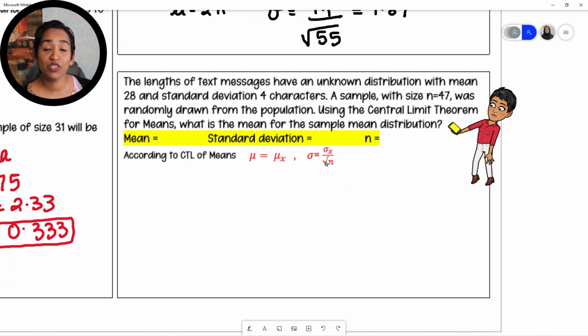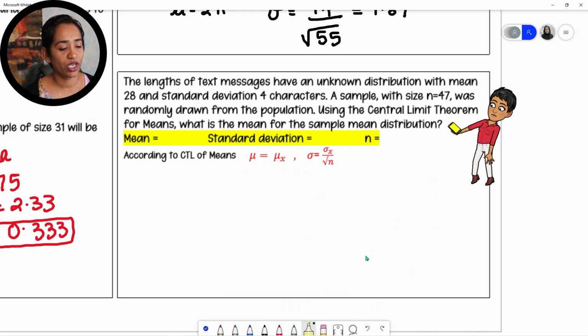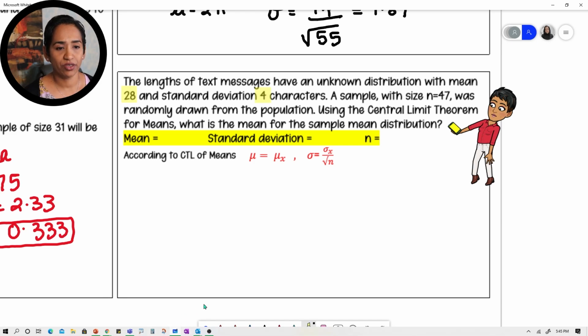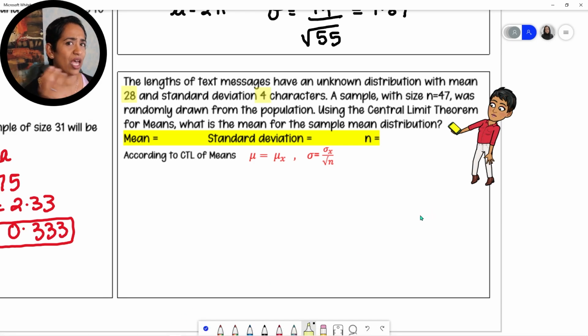The length of text messages have an unknown distribution. Again, doesn't matter what the distribution is. When I do sampling, I know it's going to be a normal. With the mean of, again, when I see something of my interest, I will highlight it. Mean of 28. Standard deviation of 4 characters. So the text messages have a mean of 28. So usually you type 28 characters. And the standard deviation is 4. So I could go 4 below, I could go 4 above.